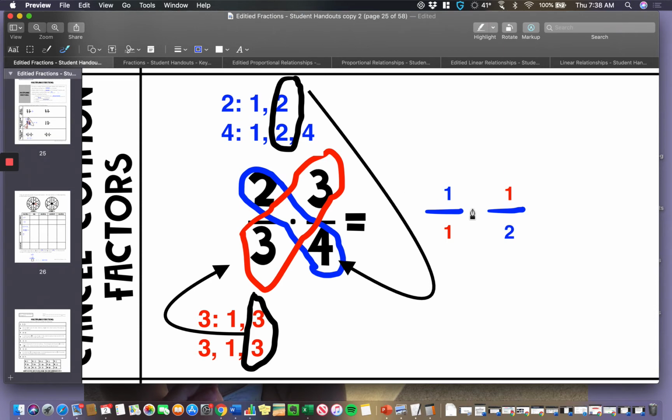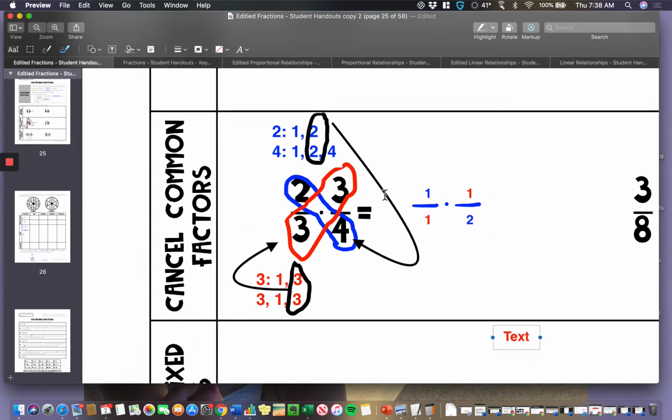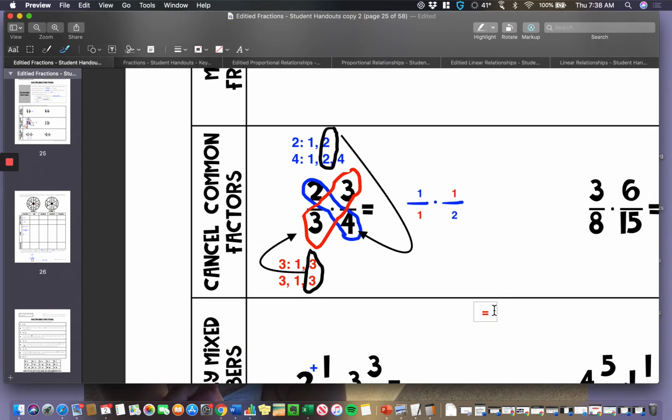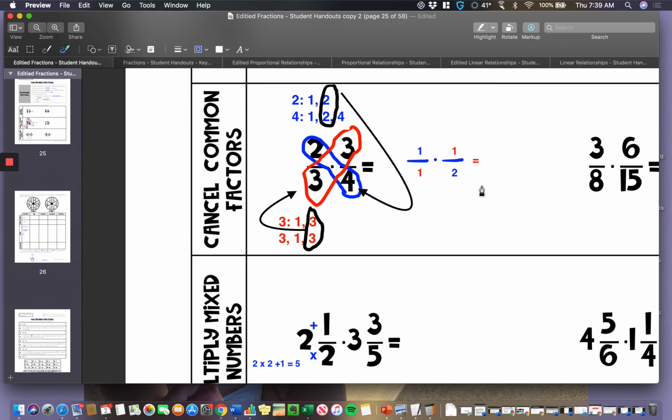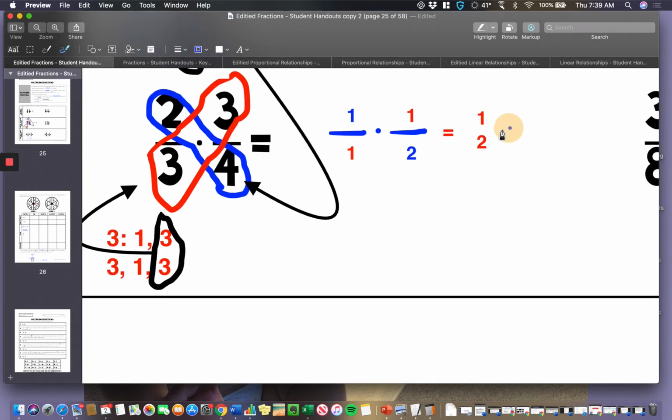So now all I have to do is multiply, and I'm going to get an answer of 1 times 1, because I'm going to be multiplying straight across. So I'm going to have 1, and then 1 times 2 is 2. And so my answer is going to be 1/2.